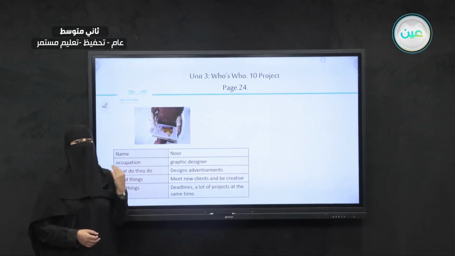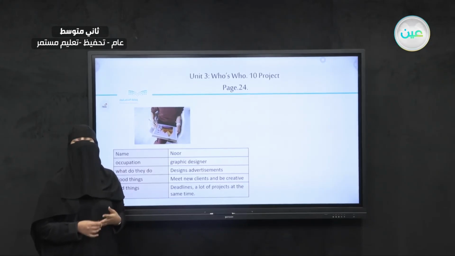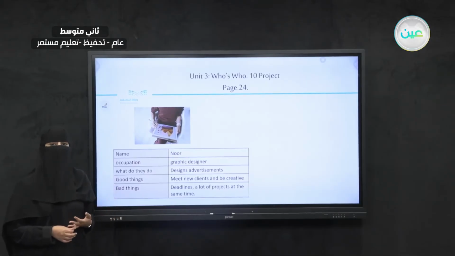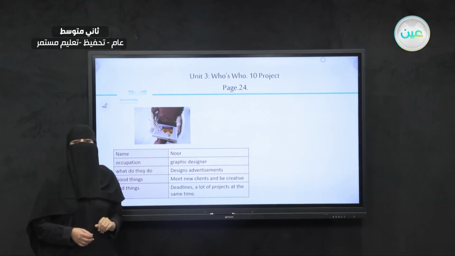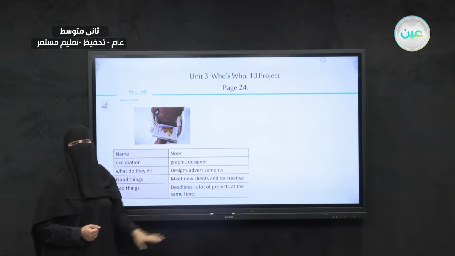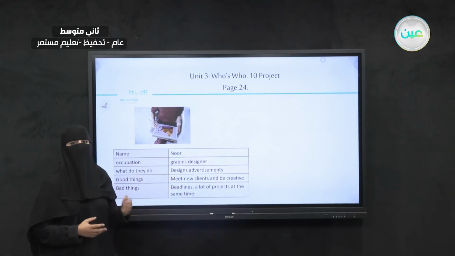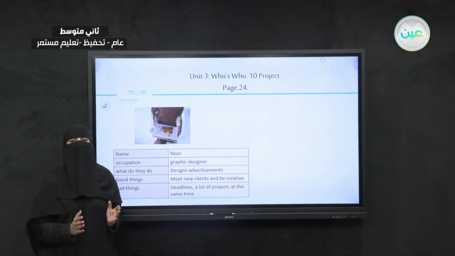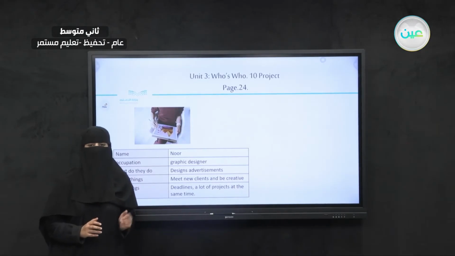Now, we have 3 occupations. The first one is the engineer Sami. The second one is the nurse Judy. And the third one here, Noor, the graphic designer. What are we going to do here next? So we are gathering this information we took from the interview when we asked them the questions, and we are going to write a report or a text.